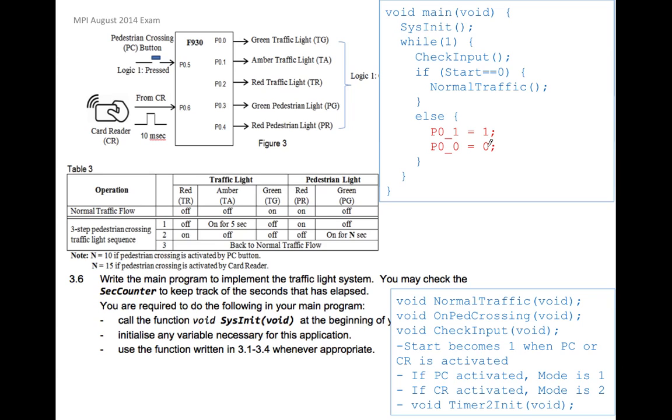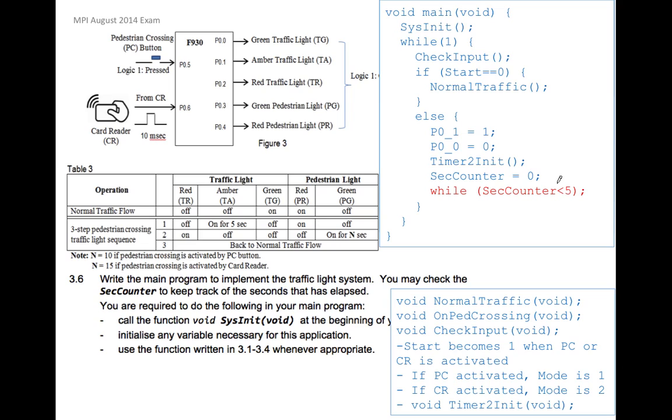However, we are not allowed to use delay ms. Instead, we need to use timer2 to do the job. So we call timer2 init to set up the timer to interrupt every 50 milliseconds. In the ISR, there will be a variable sec counter to keep track of the seconds. To have a delay of 5 seconds, we must first set the counter to 0, then wait for it to reach 5. So this segment of code is equivalent to a delay of 5 seconds.